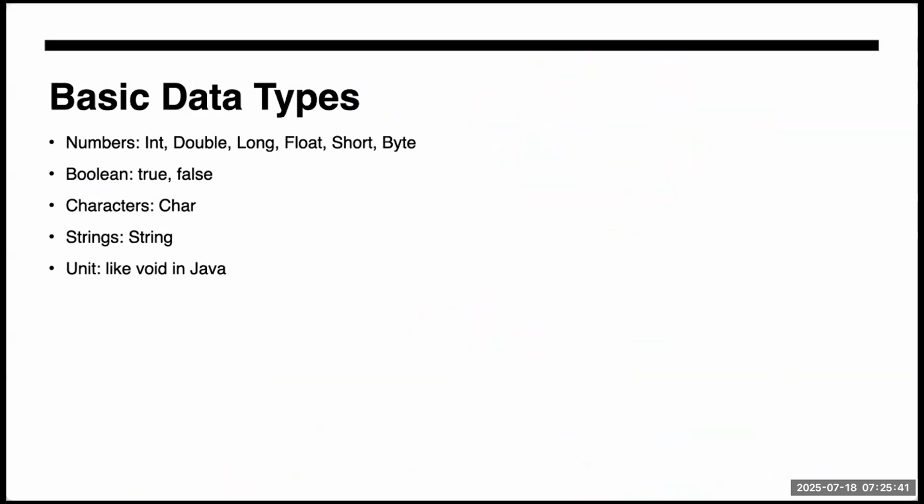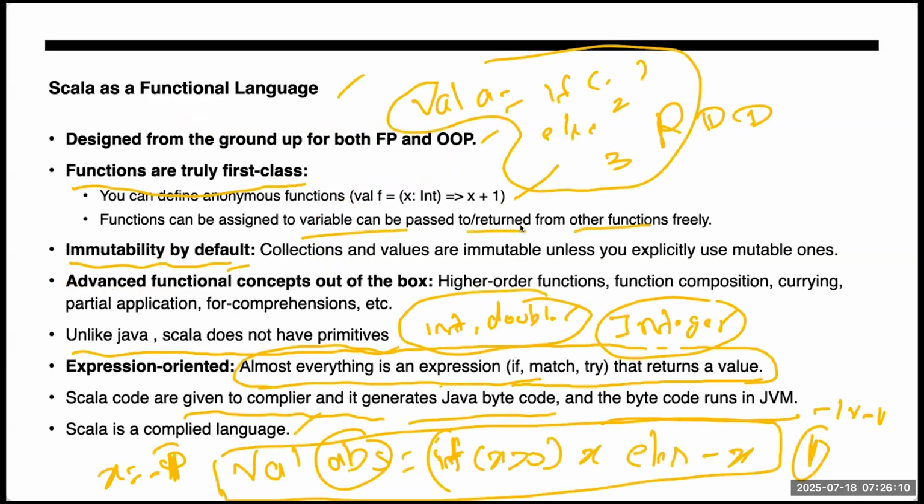Now, it supports some data types like int, double, long, float, short, byte. These are the data types supported by it. It has the unit, like you have void in Java. Sorry, one question. You mentioned primitive, right? Scala does not have primitives? Yeah, it does not have primitives. It means int, double are not supported, I mean not supported means not used.